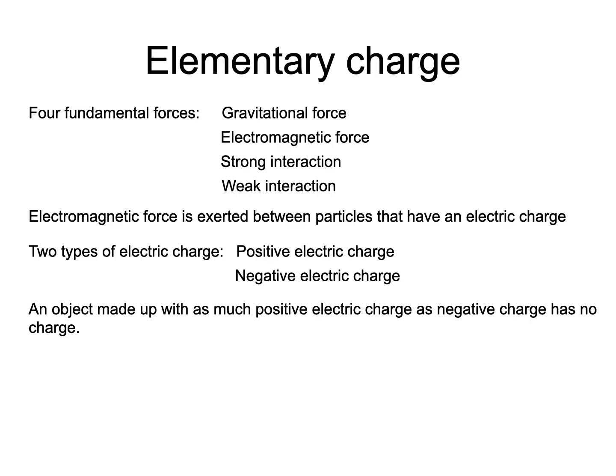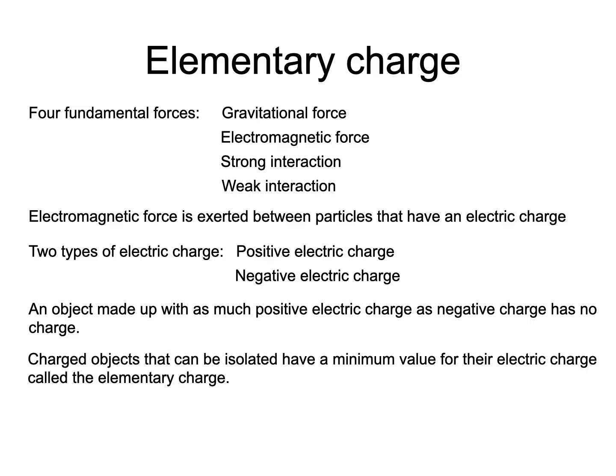Experimentally, the magnitude of the electric charge of particles that can be isolated has a minimum value called the elementary charge. The usual symbol for the value of the elementary charge is small e. This is a physical constant, whose value will be given later when we quantify the electromagnetic force. Having a minimum value for the magnitude of the electric charge means that when an object is a collection of charged particles, the total electric charge of that object is a multiple of the elementary charge.